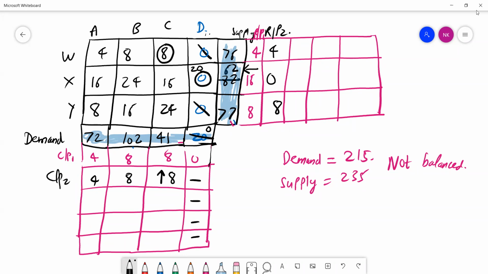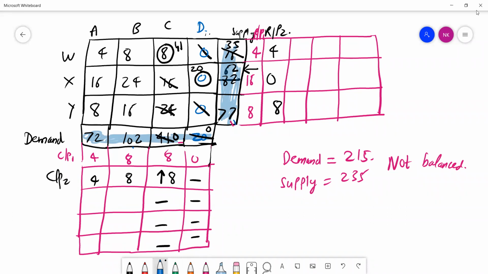Allocate 41 and 76. So 41 will be allocating. This will turn out to 0. And 76, so subtract 41 from this. It will be 5 and 35. This has become 0. So just cancel out this one. And this particular third column will get rolled out.